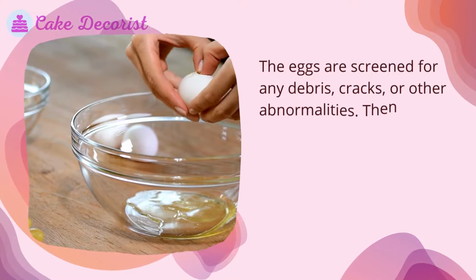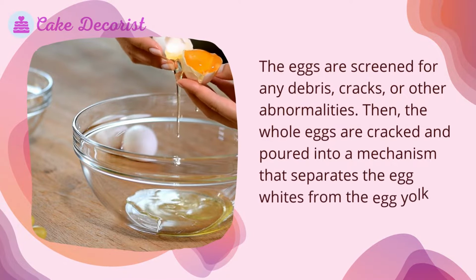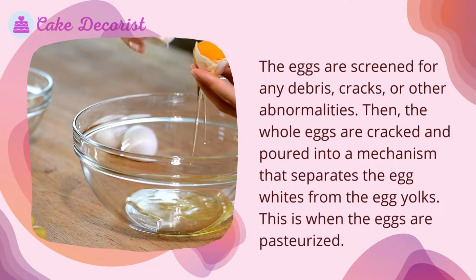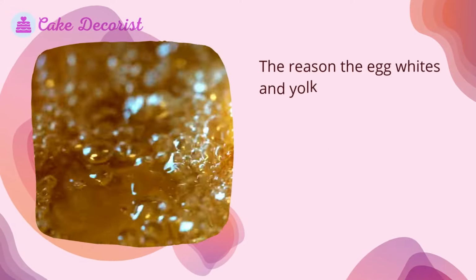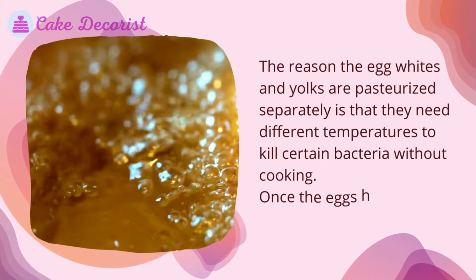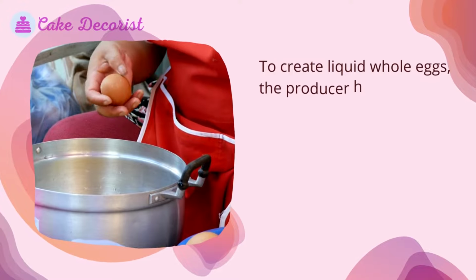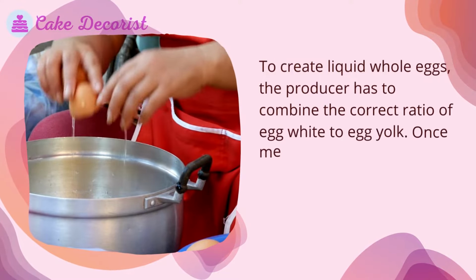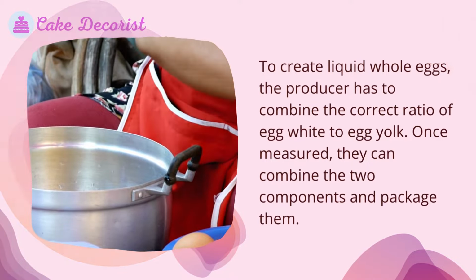How liquid eggs are made. The eggs are screened for any debris, cracks, or other abnormalities. Then, the whole eggs are cracked and poured into a mechanism that separates the egg whites from the egg yolks. This is when the eggs are pasteurized. The reason the egg whites and yolks are pasteurized separately is that they need different temperatures to kill certain bacteria without cooking. Once the eggs have been pasteurized, the blending process begins. To create liquid whole eggs, the producer has to combine the correct ratio of egg white to egg yolk. Once measured, they can combine the two components and package them.